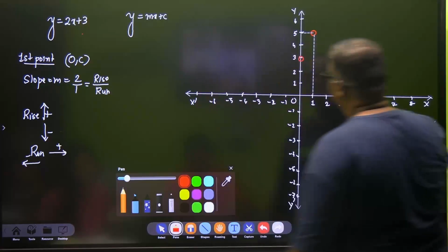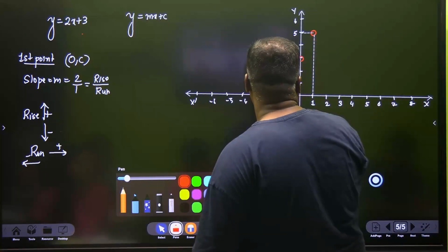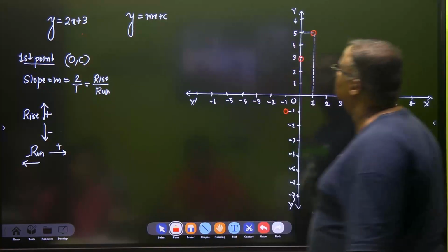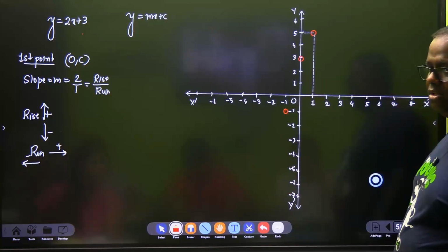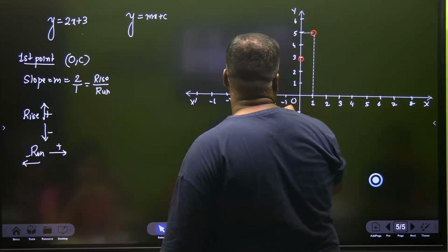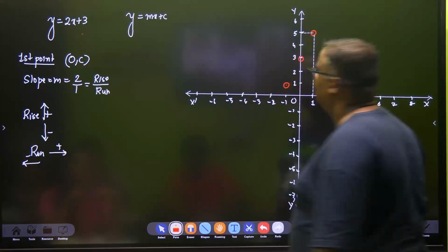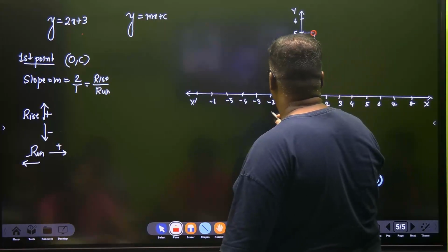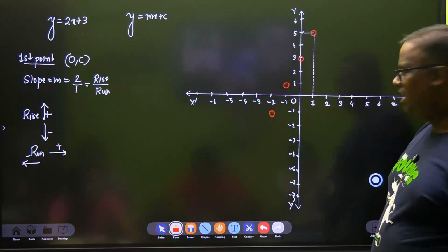First point we have marked. Second point we have marked. Third point is what? -1, 1. Somewhere here. I'm not doing it on graph paper, so a little bit of aberration. -1x and 1y. Then -2, -1. But I'll not do it like that.